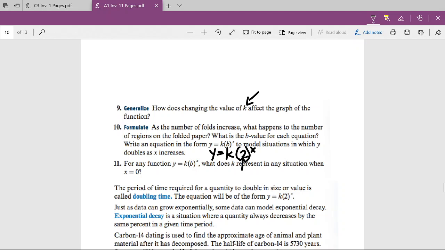Any k value that we start with, whether it's 2 or 100 or a million, if I have 2 to the x, I'm saying that each time that x increases, we double.